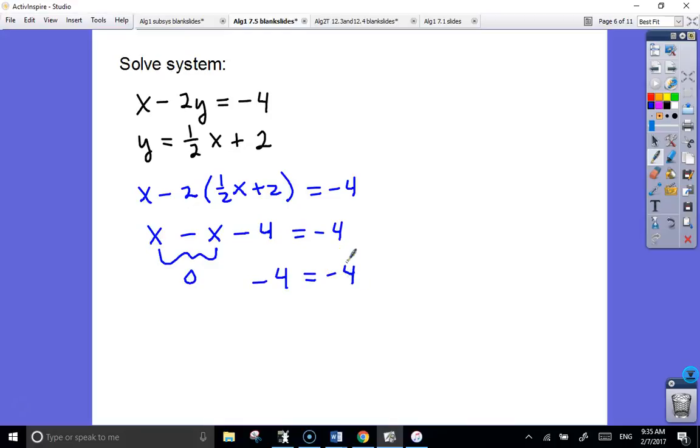Is -4 not equal to -4? It is. That's the reflexive property: something equals itself. Absolutely true. But there are no variables involved, so it doesn't depend on x and y. It must always be true.